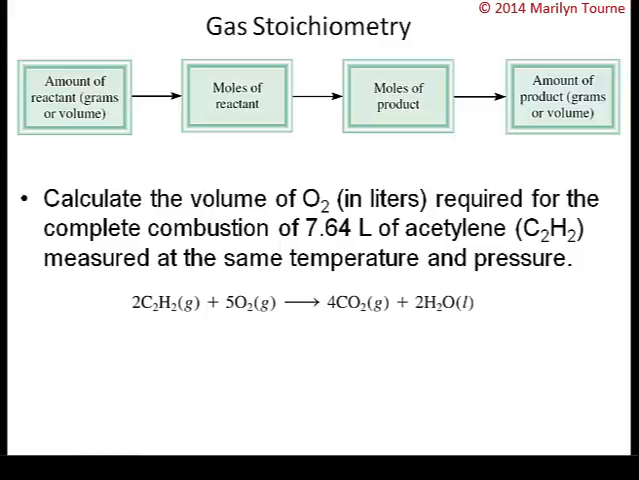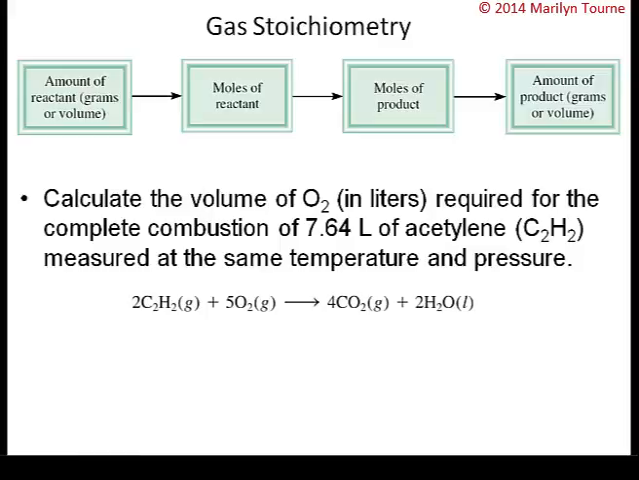Here I'm showing you figure 5.13, which shows you the pathway for gas stoichiometry. You start out with grams or volume, and you can convert that to moles of reactant, then go to moles of the product, of course through the mole to mole ratio, and then convert that to the amount in grams or volume. Let's try to do a problem.